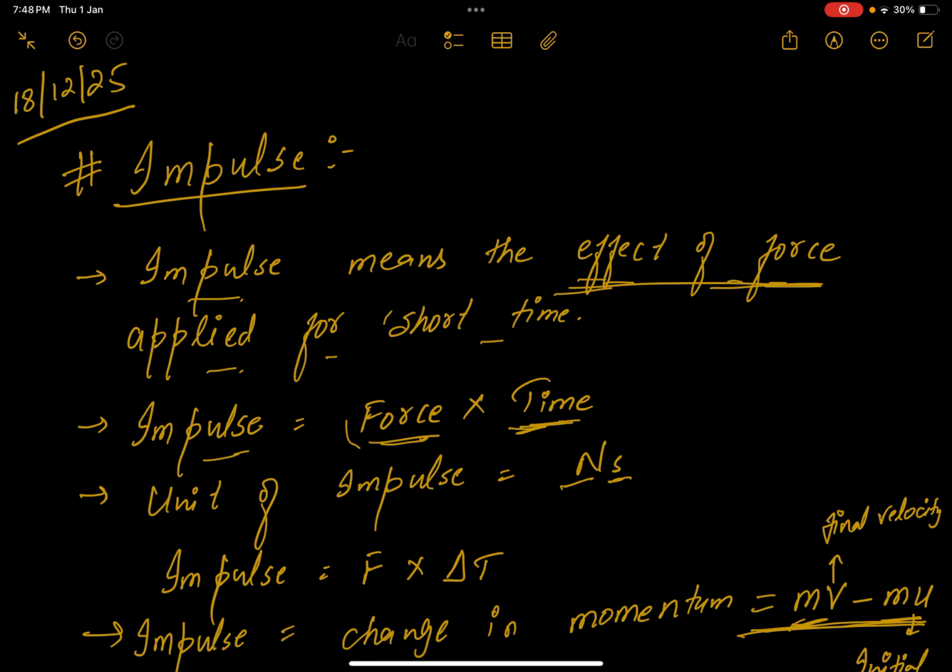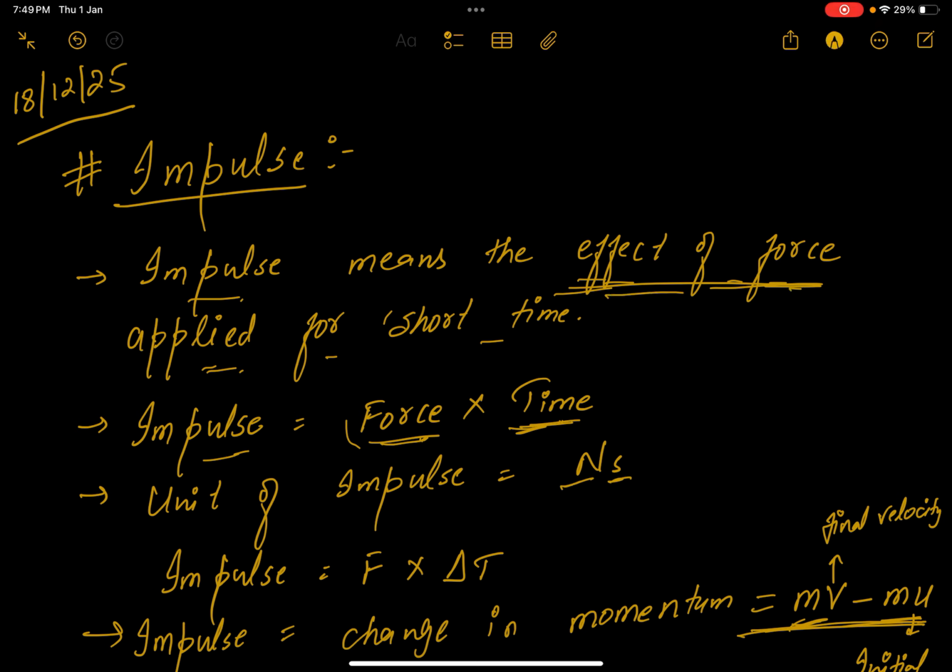When you catch that ball with hard hands, the time is less, so the effect of that force will be more. Sorry, with hard hands the impulse is more. That's why your hand hurts a lot. And when you slightly put your hands backward, it will decrease the effect of force, so the impulse will decrease. This is what impulse is.